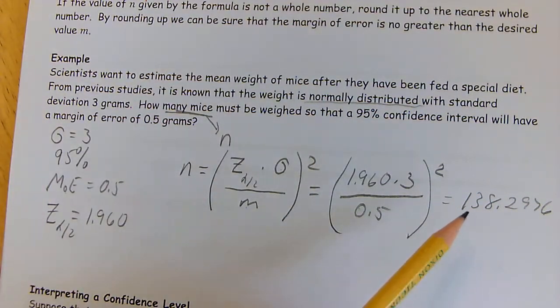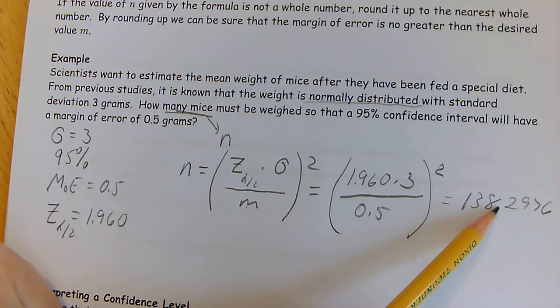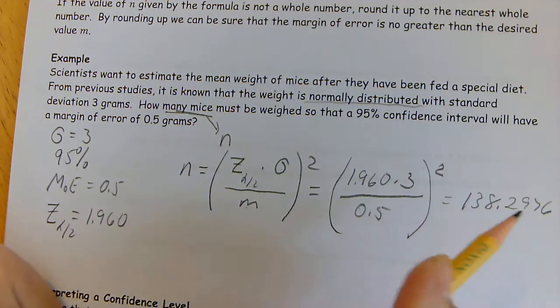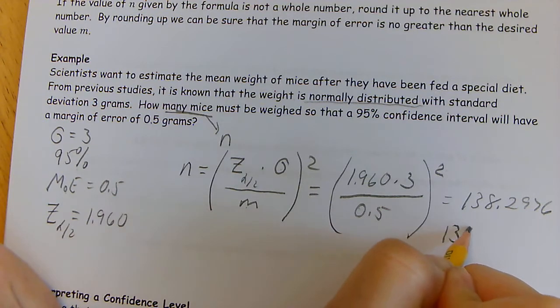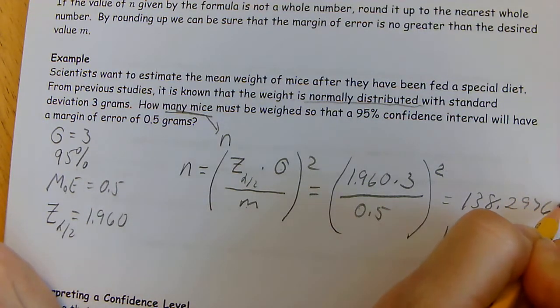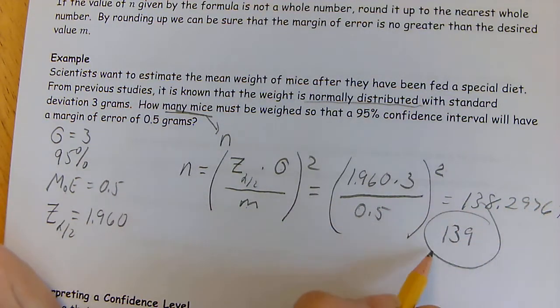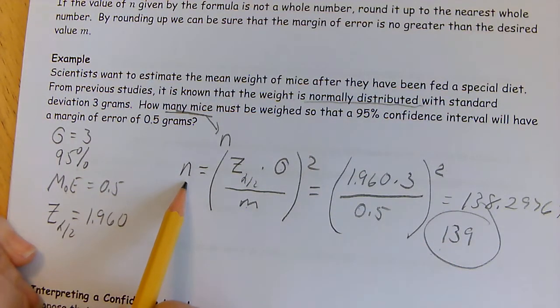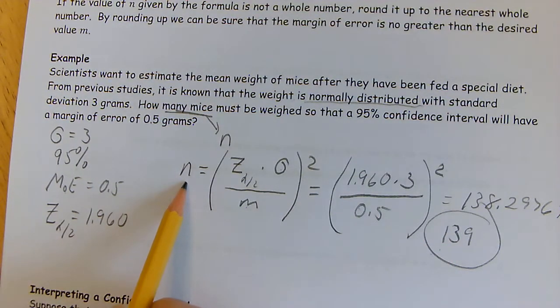We're talking about mice here. We can't have a fraction of a mouse. We have to round up to the next whole mouse. Can't cut a mouse in half and have it be useful. So we're rounding up because this is a sample size of an item. So 139 mice.